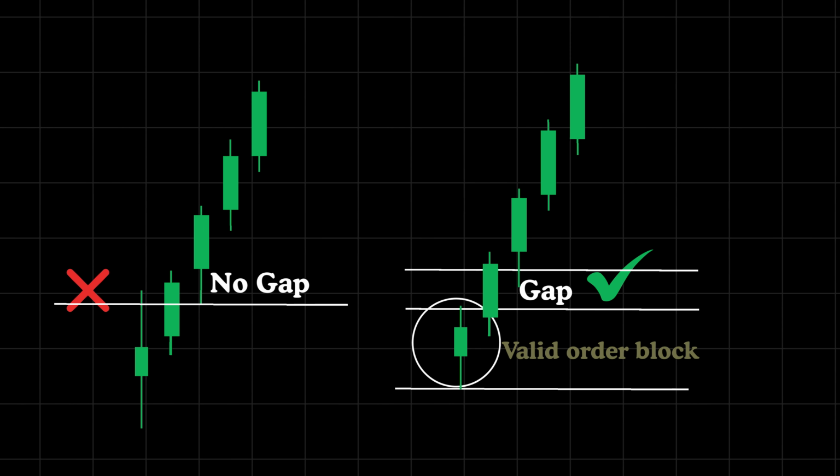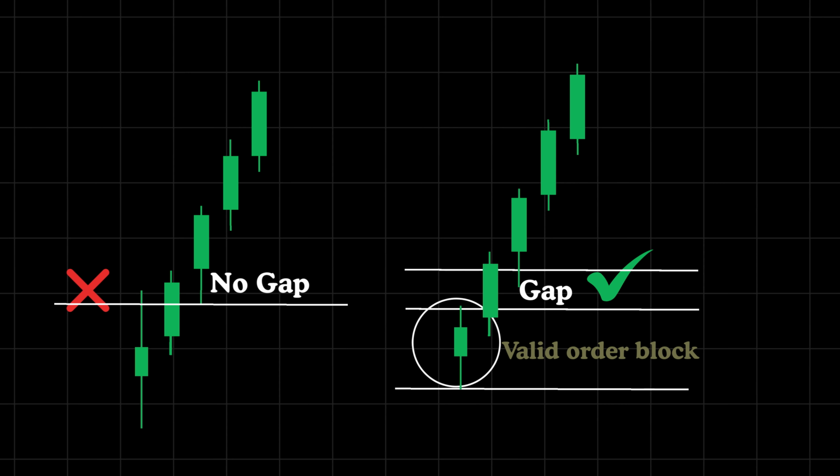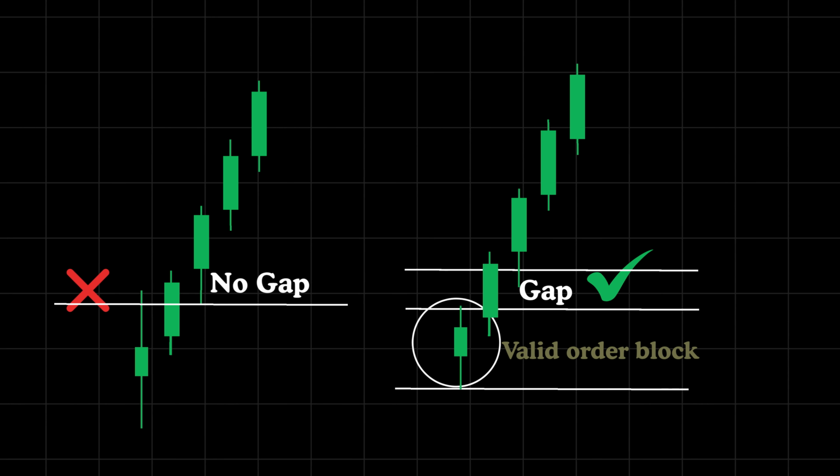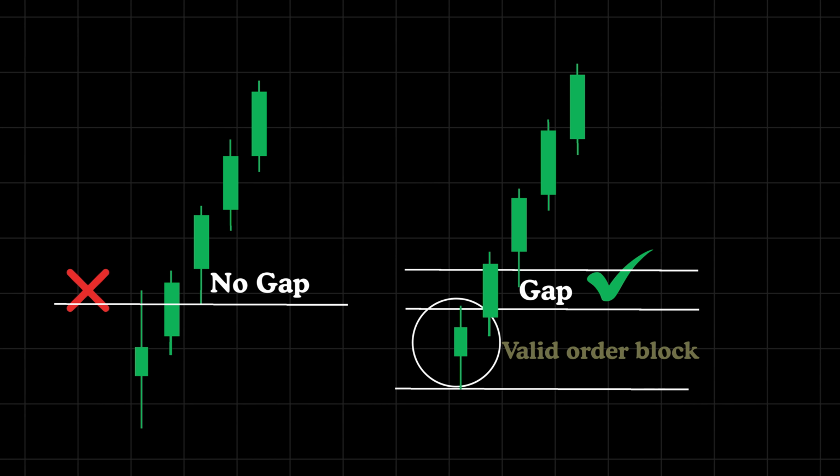To mark it, locate the final candle before the imbalance forms, then draw a rectangle from its wick high to wick low. That becomes your zone.